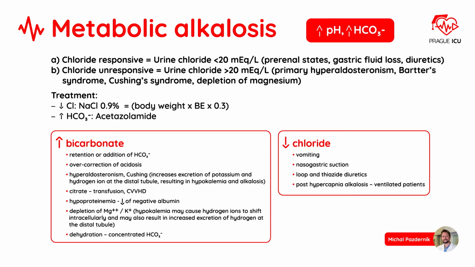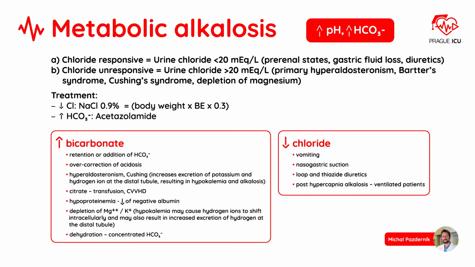Metabolic alkalosis is associated with increased pH and increased levels of bicarbonate. We divide metabolic alkalosis to chloride responsive, with urine chloride being less than 20, and chloride unresponsive, with urine chloride above 20. Treatment includes, in hypochloremia, normal saline, in cases of increased levels of bicarbonate, acetazolamide.